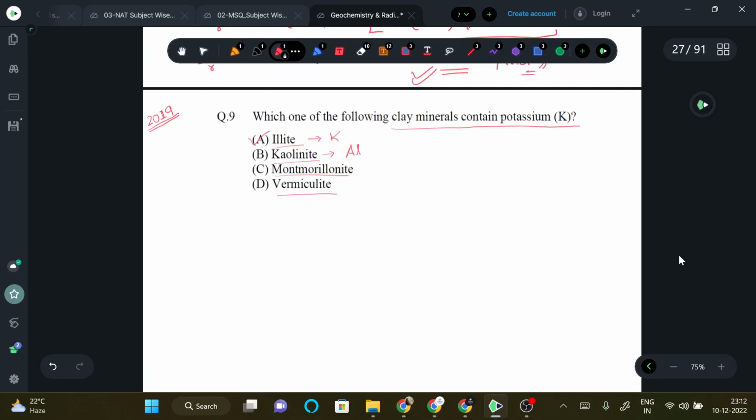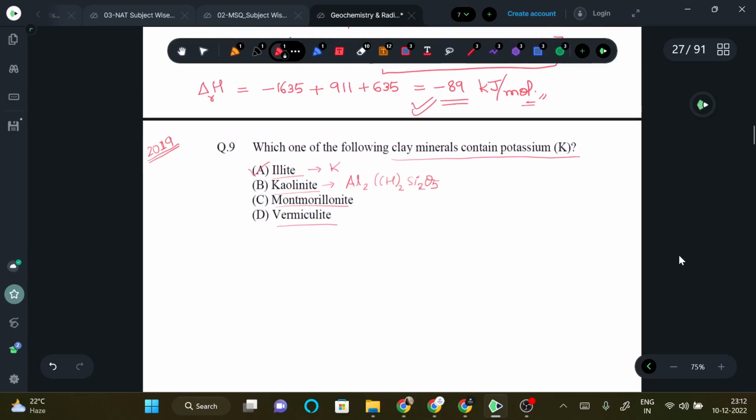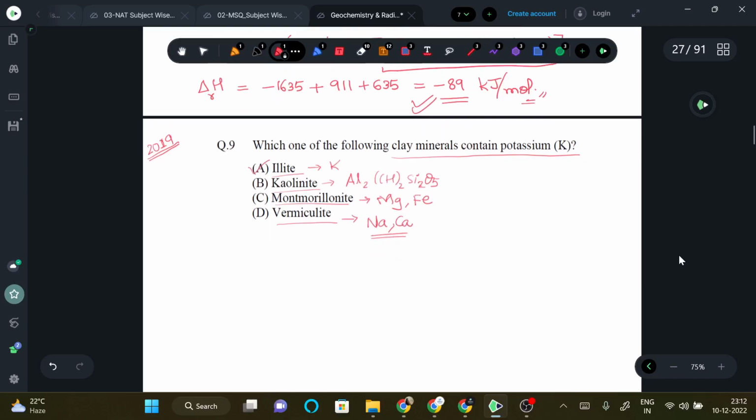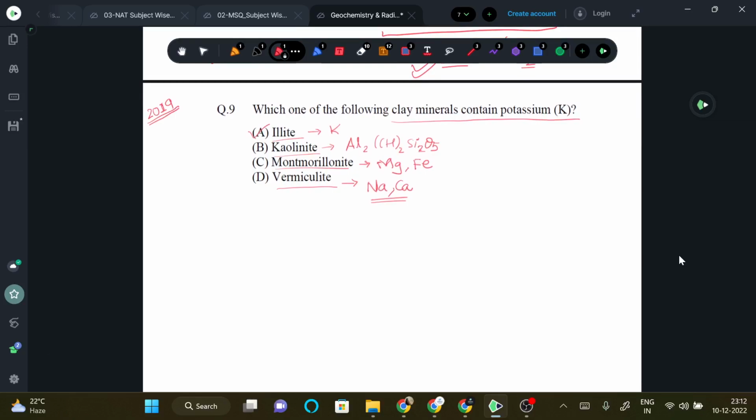Kaolinite contains aluminium because its formula is somewhat like this: Al2Si2O5(OH)4, somewhat. These are complex chemical formulae, so you don't need to remember the complete formula for each of these, but you need to know the elements that are there. Montmorillonite contains Mg and Fe, and vermiculite contains Na and Ca, the alkali elements. So this is what these four options are about. Potassium is there in illite. So A would be the answer.